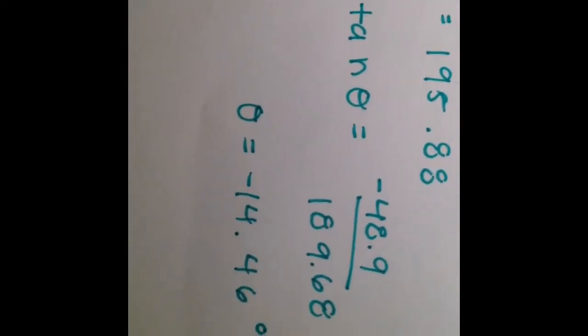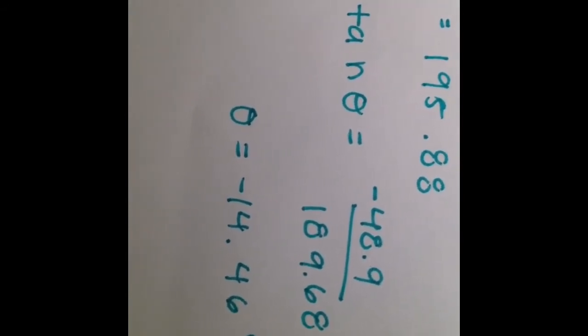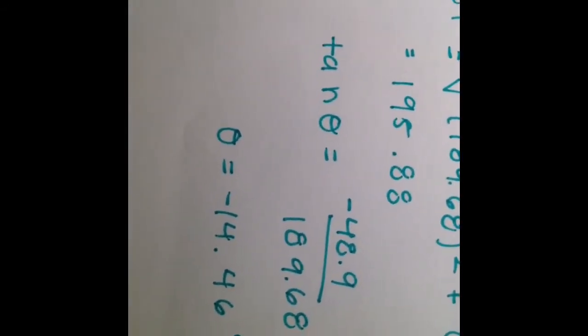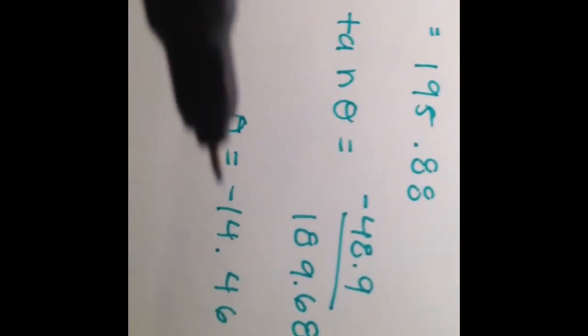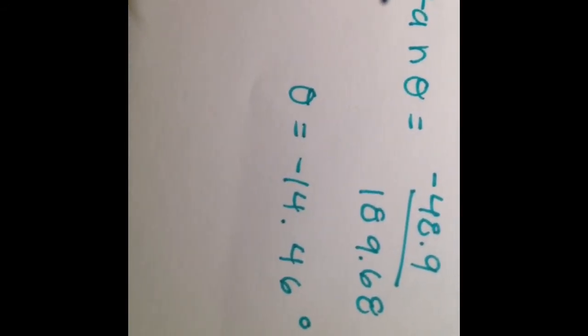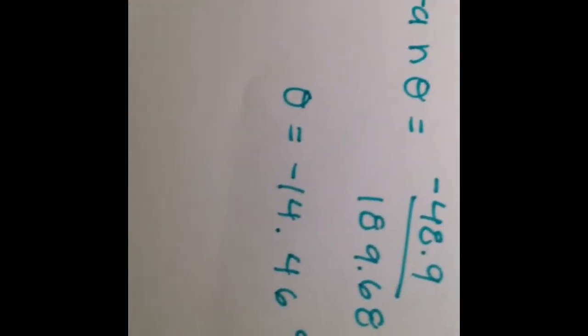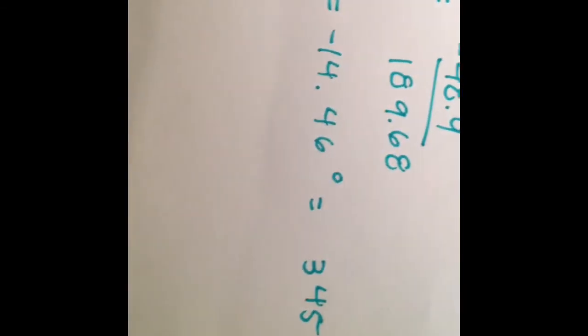14.46 degrees. And the book actually doesn't give you negative degrees, they ask you to find it from 0 to 360 degrees. So obviously if you have negative degrees, you can just take that number, make it positive, and subtract it from 360 degrees. So when you look at this angle, negative 14.46, it's the same as saying it's equal to 345.5 degrees, or when you round it, that's what you get.